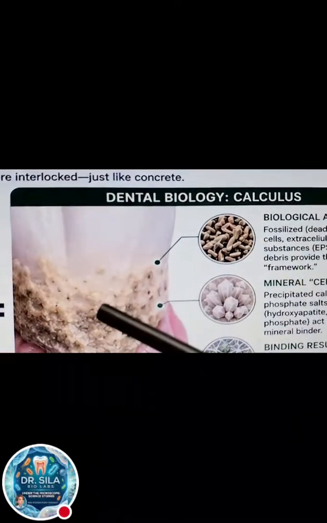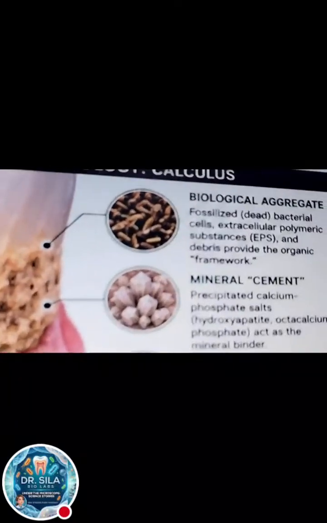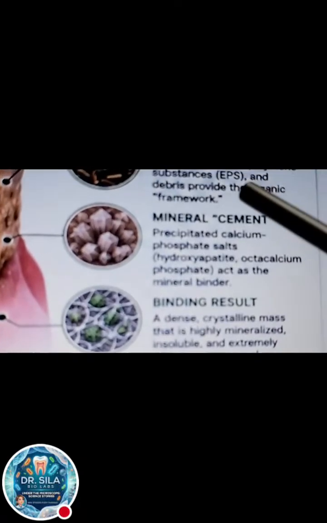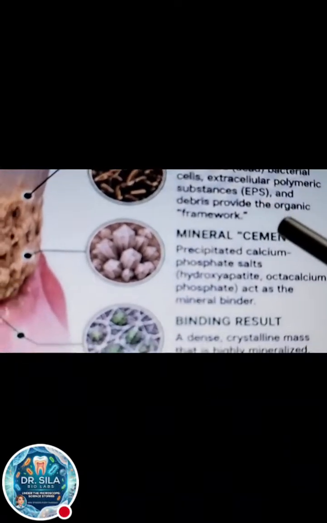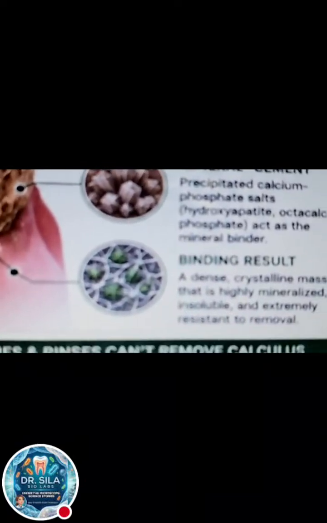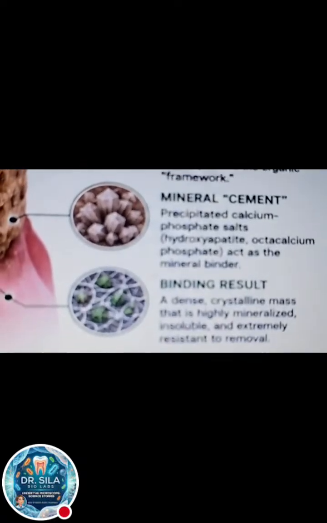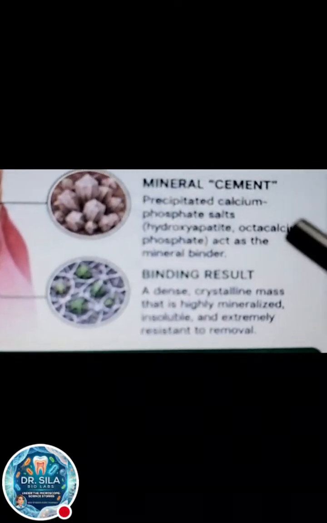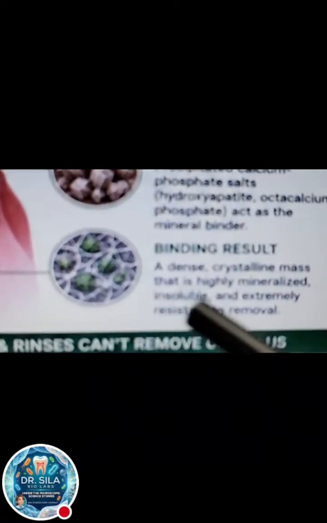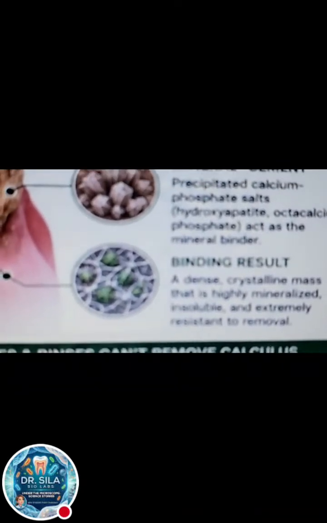In the calculus, the biological aggregate, bacterial cells, extracellular polymeric substances, and debris provide the organic framework. Mineral cement: precipitated calcium phosphate salts, hydroxyapatite, octocalcium phosphate. Binding result: a dense crystalline mass that is highly mineralized, irreversible, and extremely resistant to removal.